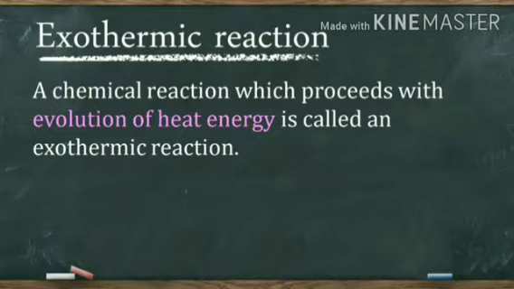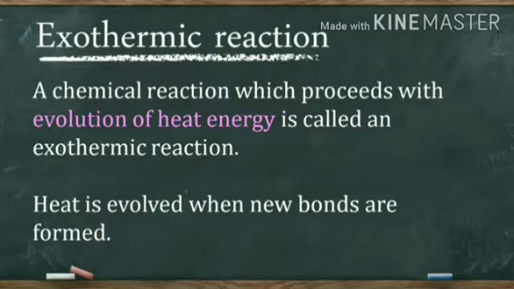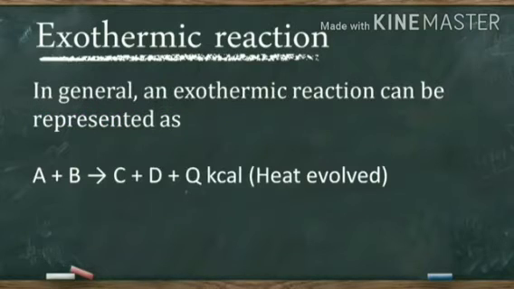So we can say that a chemical reaction which proceeds with evolution of heat energy is called an exothermic reaction. And usually heat is evolved when new bonds are formed. As energy is released during the exothermic reaction, the container in which it takes place will be warm. In general, the exothermic reaction is represented by writing the amount of heat evolved during the reaction with plus sign on the product side.